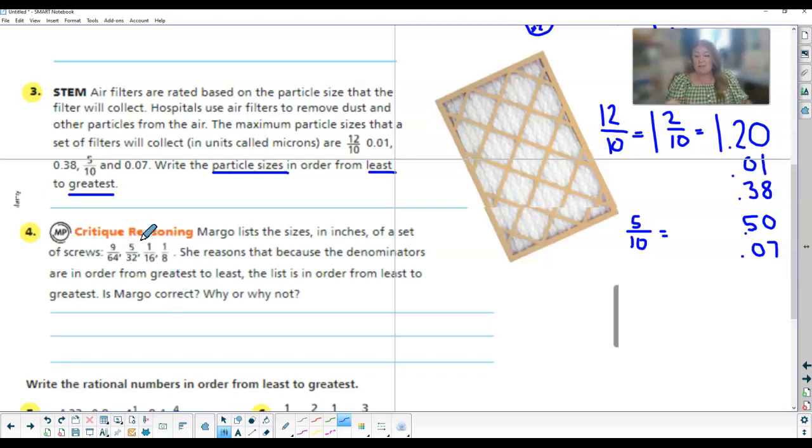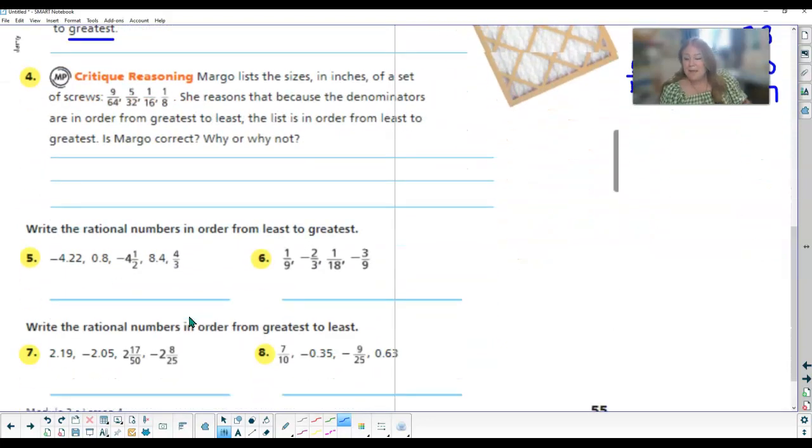So all of these numbers go into 64. So I could make them into 64ths, but they're not in order until I get them all to have common denominators. Okay, and let's take a look here. So I'm going to pick 2 of these to do with you. And I'm going to have you try a couple on your own. So I'm going to pick 5 and 7.